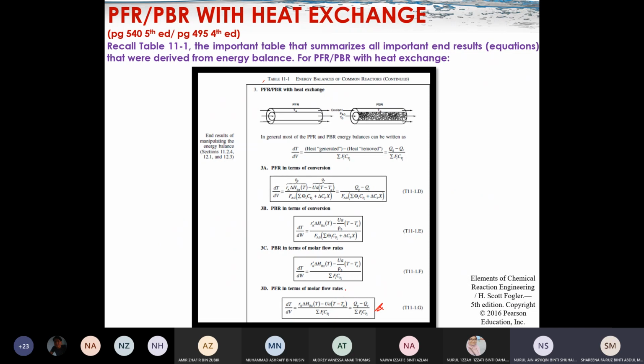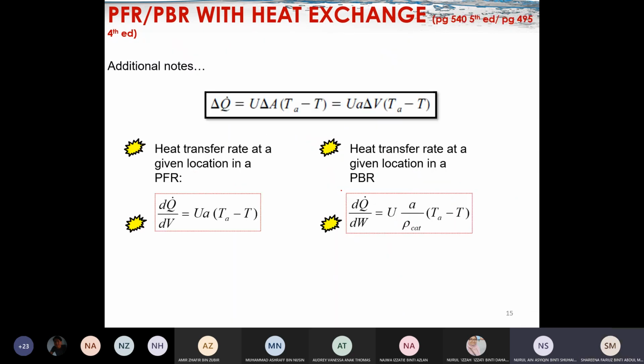Okay, so here, inilah yang penting lah part ni. Ni yang you belajar yang previous slide. Okay, so kalau dalam molar flow rate dia akan jadi macam ni lah. Okay, alright. So from here, this is system lah. This is for the PFR and this one is for PBR. Okay, sama je lebih kurang dengan CSTR.